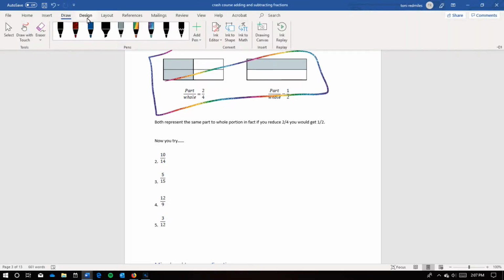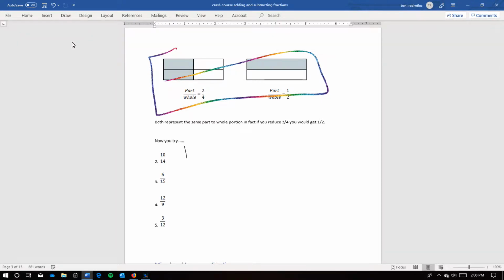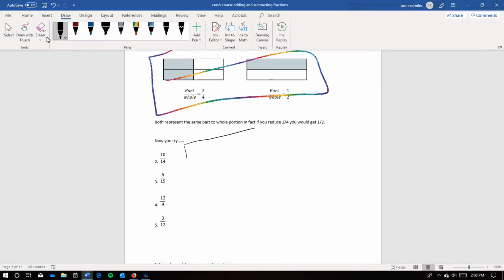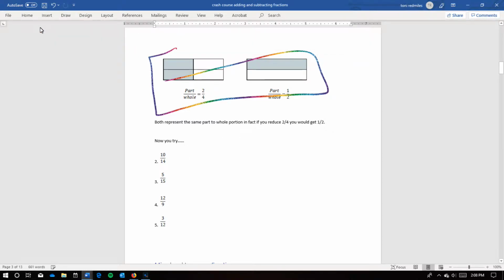Hold on. I think my daughter was playing with my pen. So for the first one, yep, she most definitely was playing. Everything needs reoriented. Just give me 1 second and we'll try this again.